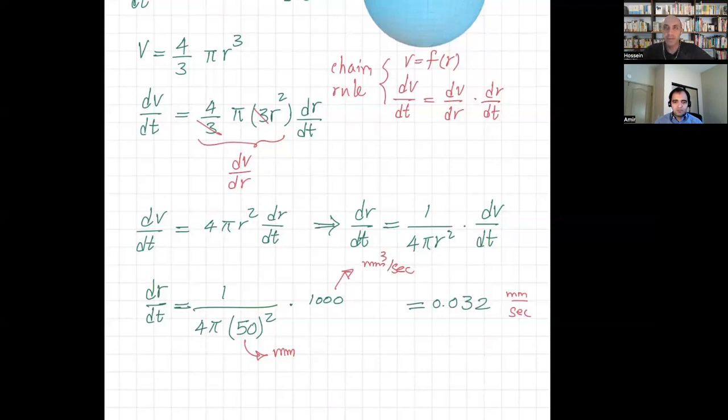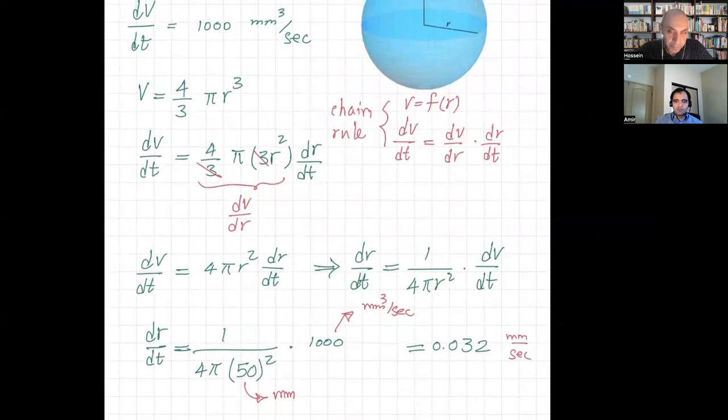Yeah, that's a straightforward problem. Thank you, Hossein, for helping me solving this problem. Actually, that's the application of derivatives in rate of change for calculus problems.